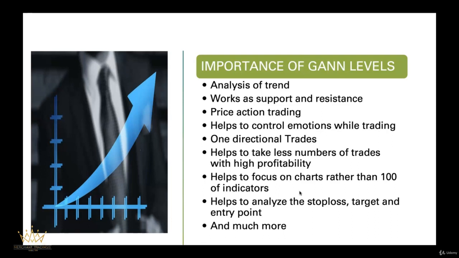The second point tells us that it works as support and resistance. Yeah, it works as support and resistance. The market touches the Gann levels and again changes its direction from uptrend to downtrend or from downtrend to uptrend.